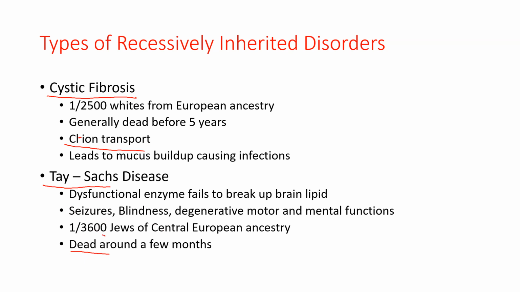You find this in 1 in 3,600 Jews, okay? Cystic fibrosis, 1 in 2,500 Europeans. And as it mentions here, once symptoms start to show up, you normally die within 5 years, right? So once again, a lethal allele does not have to kill you immediately. It can kill you over time. Some lethal alleles will prevent the fetus from developing at all, and the fetus will simply die, okay? But those lethal alleles are less common.